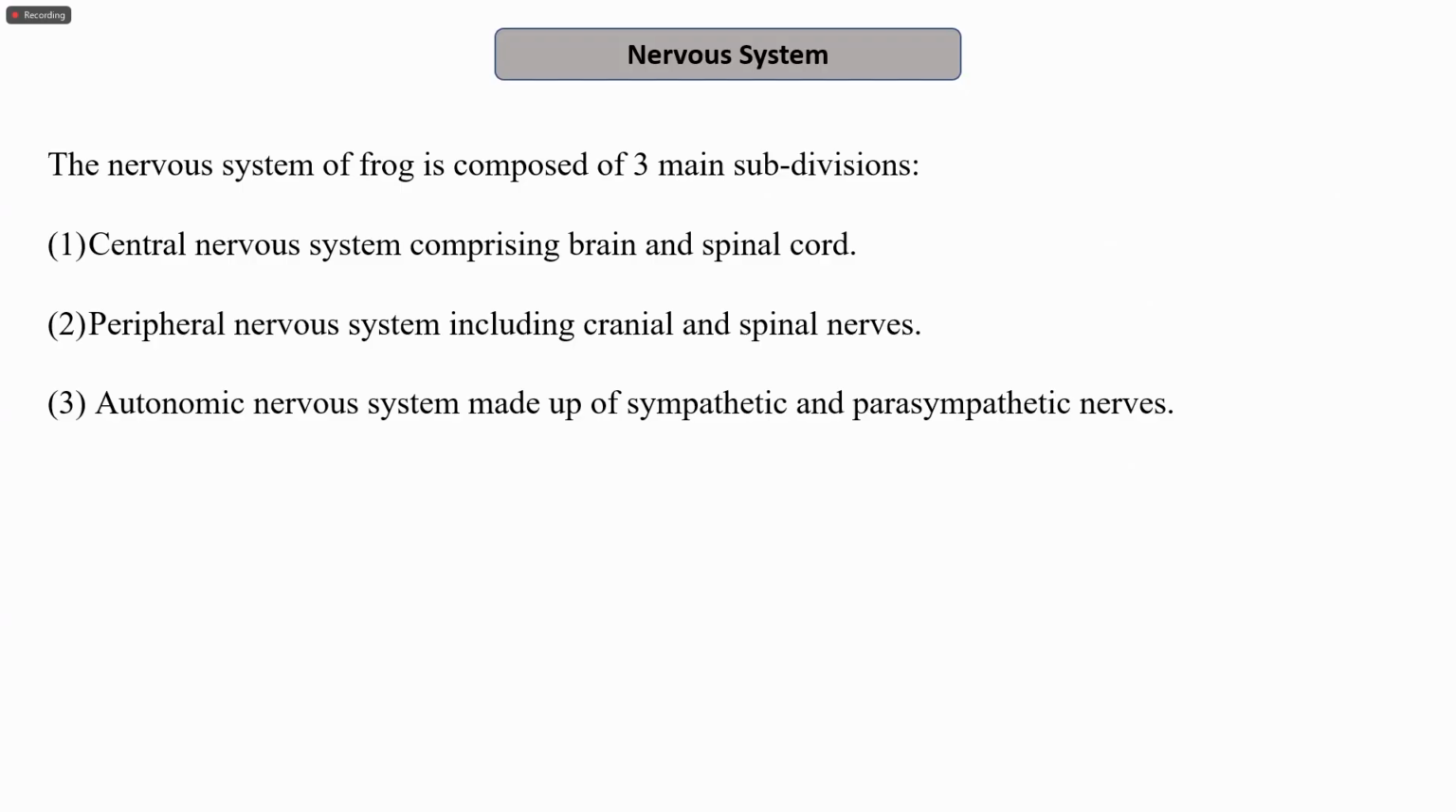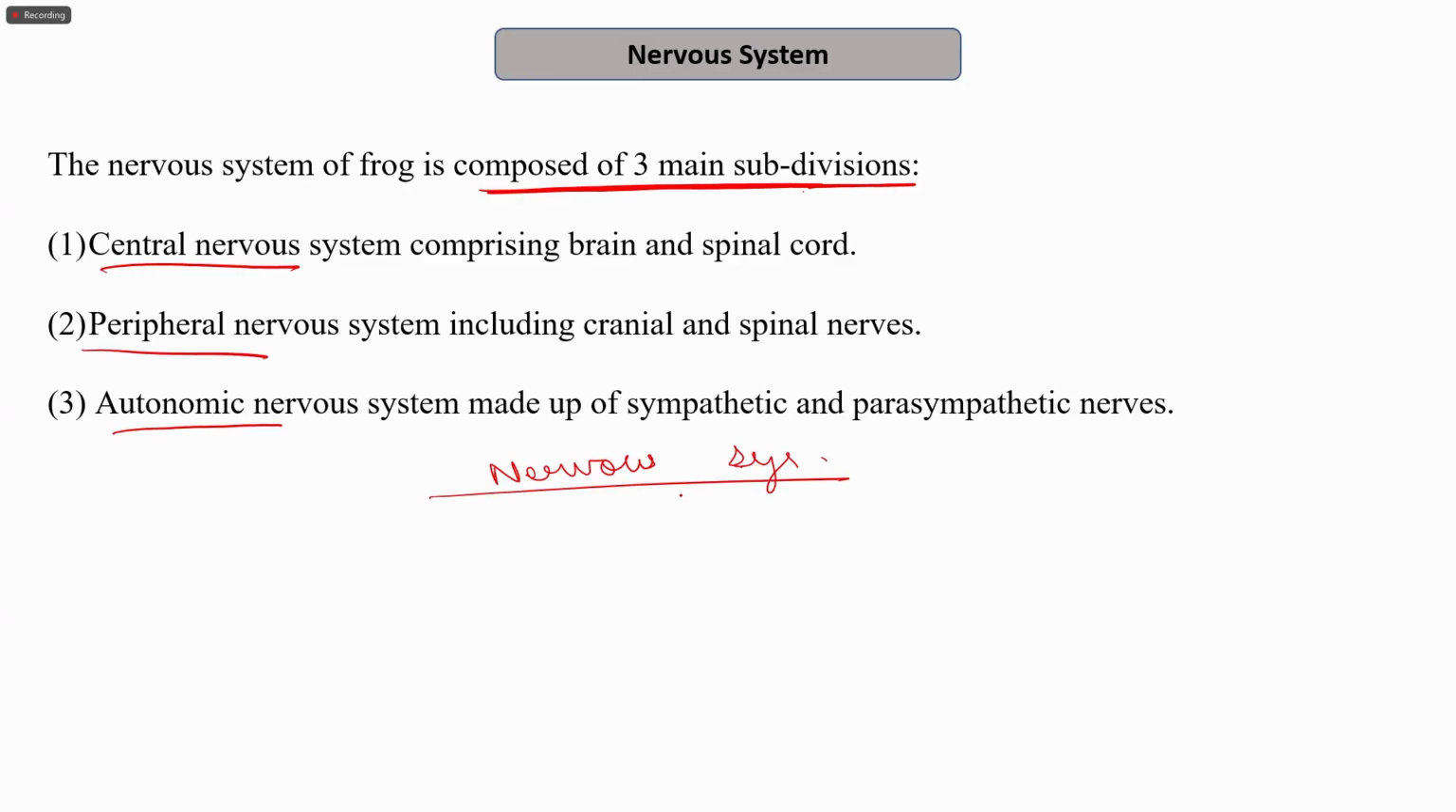So the nervous system of the frog is highly developed, and it is composed of three main subdivisions. First is the CNS, second is the PNS, and third is the autonomic nervous system. The first is the CNS, that is the central nervous system. Second is the peripheral nervous system. Third is the autonomic nervous system.